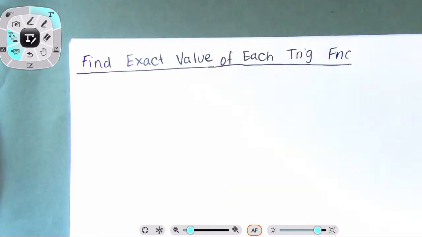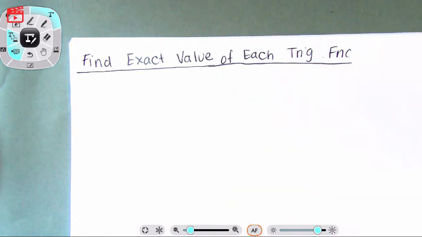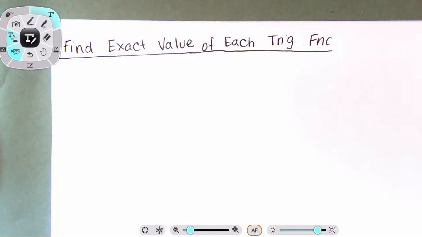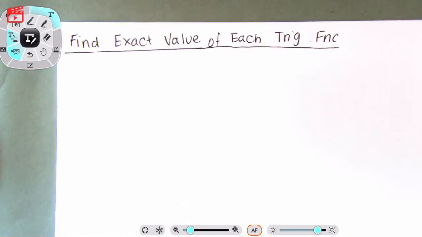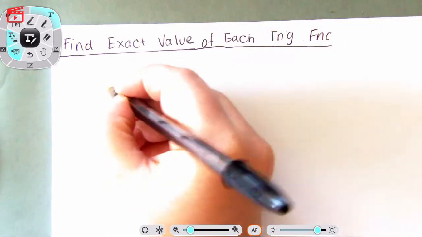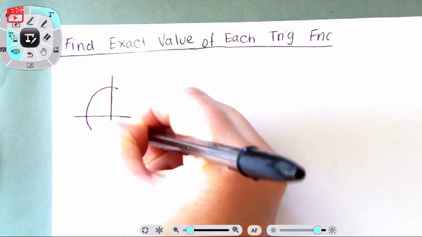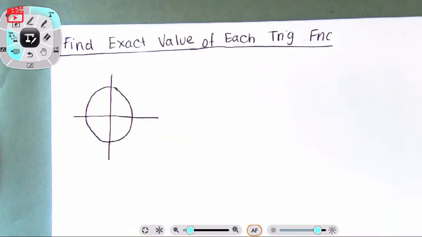And if you're not in my class, this is how I abbreviate functions. All right. First thing first, we're going to sketch out a unit circle. Here's my not so pretty circle. It's okay. All right, here it is.